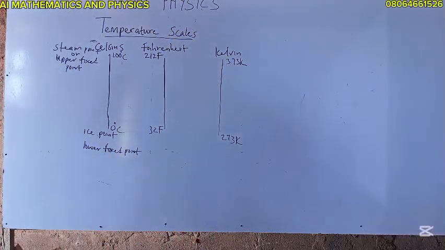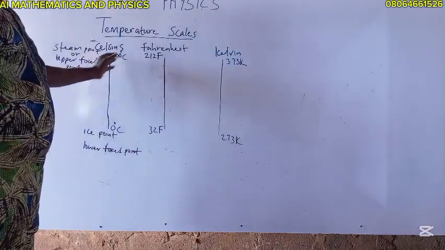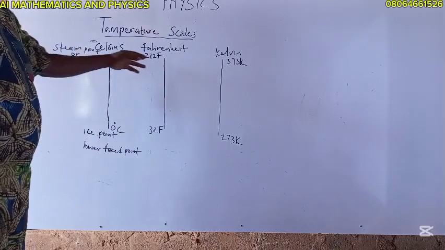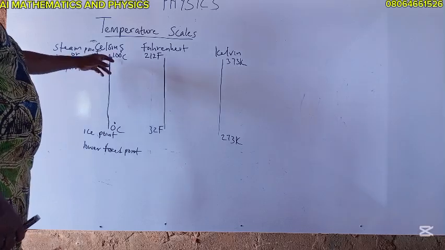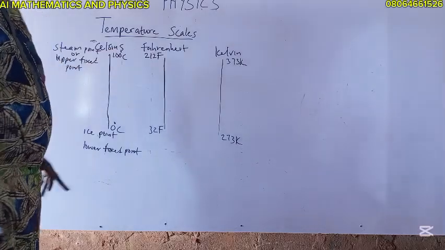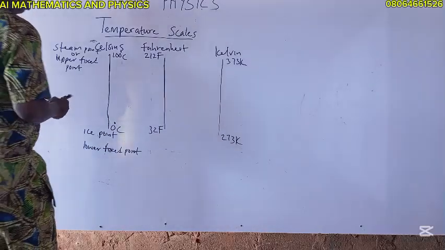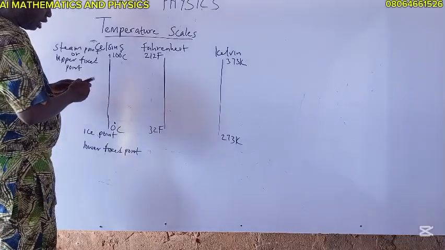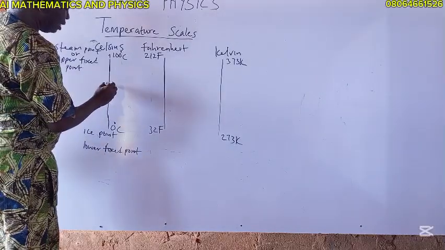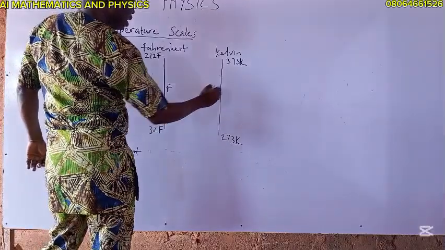And we can change from one to another. You can change from Celsius to Fahrenheit, you can change from Kelvin to any one. But let me first of all try Celsius and Kelvin. If you want to solve any question under this, this is the beginning, this is the end, and it likely passes through the center. Let's call that center C, this center F, this center K.